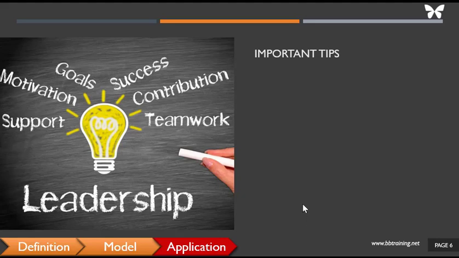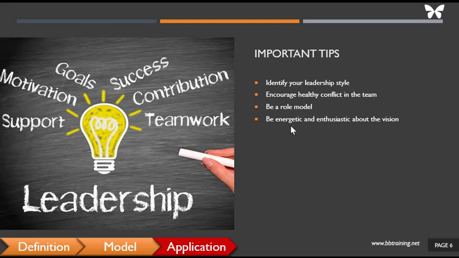So, some important tips. First, identify your leadership style, which is your preference, the best leadership style you would want to follow. Encourage healthy conflict in the team, extremely important. People should be able to speak up, so if you're a transformational leader, you will do that. Be a role model again, be energetic, enthusiastic about the vision. Give people hope. Listen and communicate effectively. Have a positive attitude even in the most difficult situations.